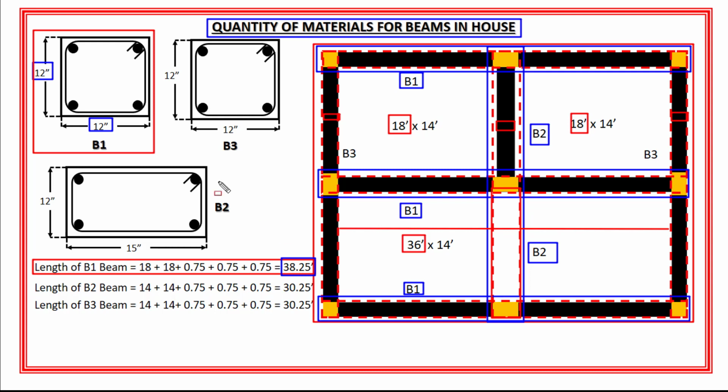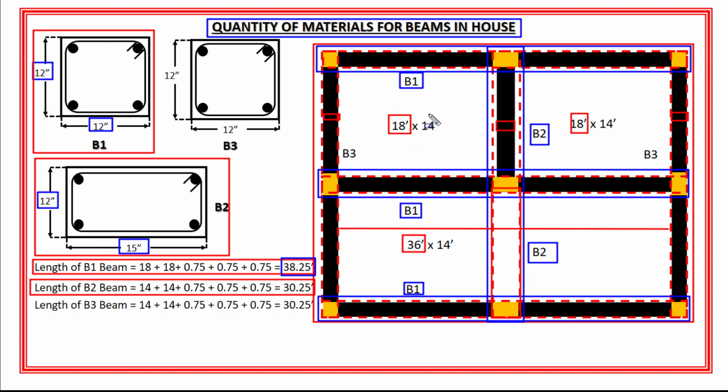Now the shape of B2 beam is rectangular and its size is 15 inches by 12 inches, which means that the width of B2 beam is 15 inches and the height is 12 inches. Also the length of B2 beam is equal to the width of this room, which is 14 feet, plus the width of the living room, which is 14 feet, plus the width of these two walls, 9 inches and 9 inches, which is equal to 0.75 feet. So the total length of B2 beam is equal to 30.25 feet.